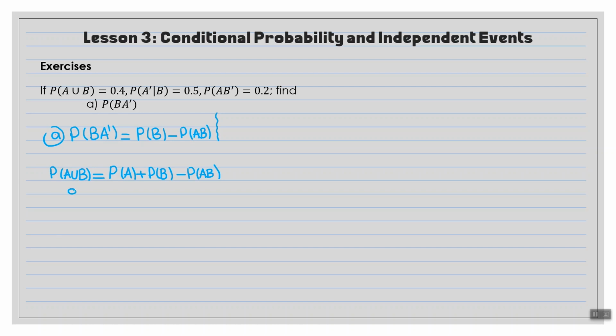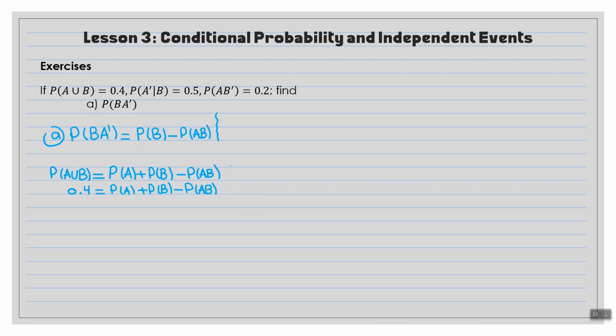We know that this is 0.4, equal to the probability of A plus the probability of B minus the probability of AB. So how many unknowns do we have here? We actually have 3 unknowns. And whenever you have 3 unknowns, you must have 3 equations.